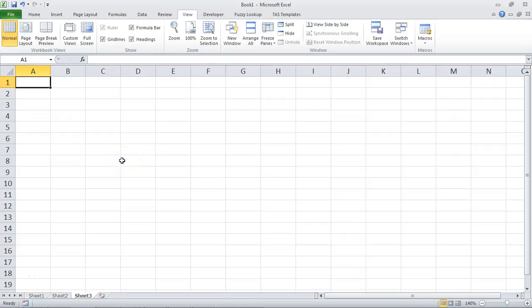Hello everyone and welcome. In the last lesson, we discussed relative and absolute cell references. In this lesson, we will discuss some advanced applications of relative and absolute cell references.